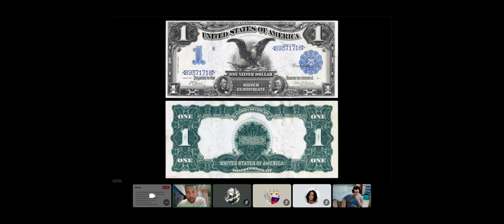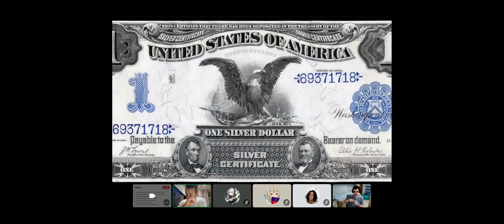Treasury issued in 1899. This was before the central banks even existed in the US. And it's quite interesting to see it in more detail because it reads here at the top of the bill: this certifies that there has been deposited in the Treasury of the United States of America $1 silver, and a dollar is a standard amount of mass, if you will.